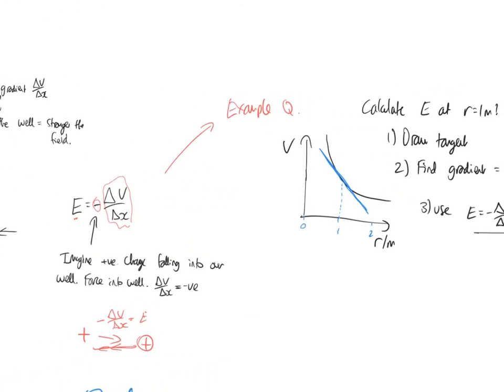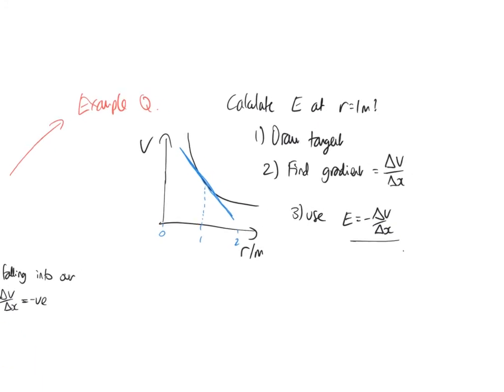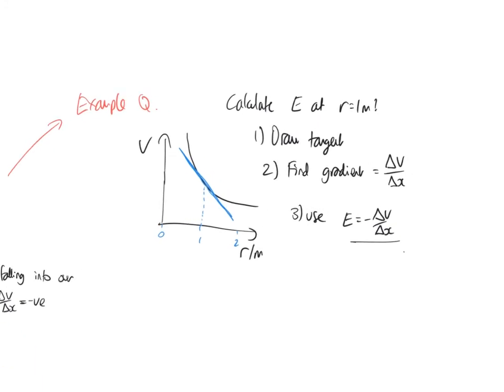An example question that they might ask, they might give you a graph of potential against r. We know the shape of this because it's proportional to 1 over r. And they might ask you to find, say, the electric field strength at 1 meter away. So we go to 1 meter, we dot up, and we draw this lovely tangent to the line there.